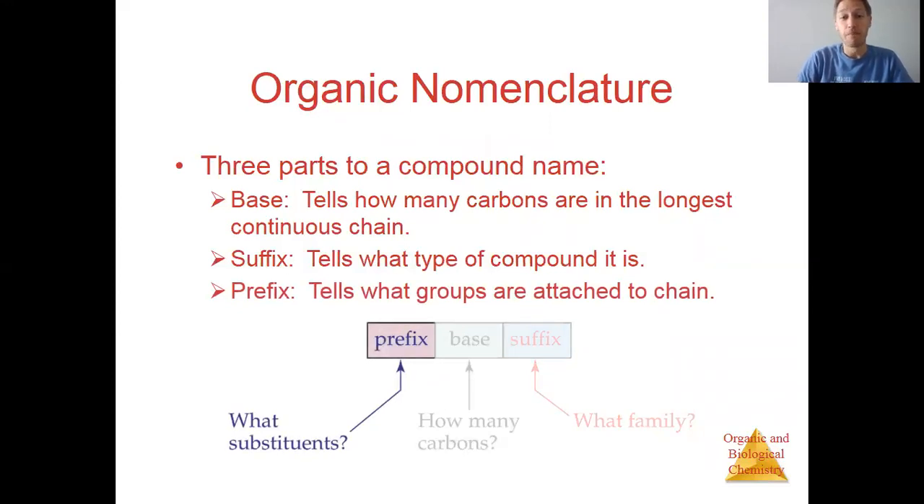And then the prefix. This is where we say, what else have you done to this molecule? Again, back to those functional groups. Have we added something else to this besides a hydrogen? Did we take a hydrogen off and put something else onto it? Those would be the prefixes, things we've attached.